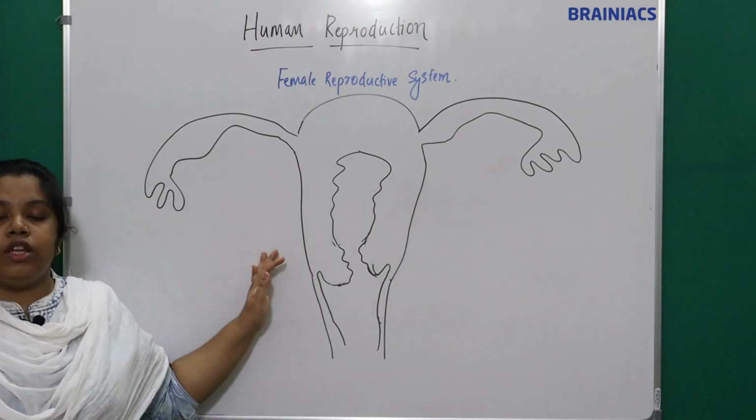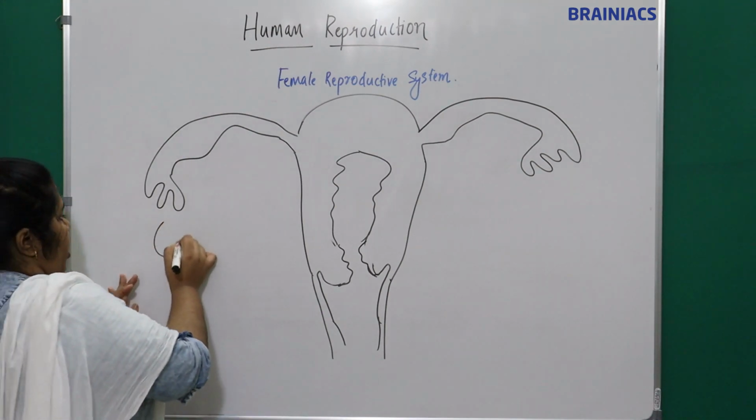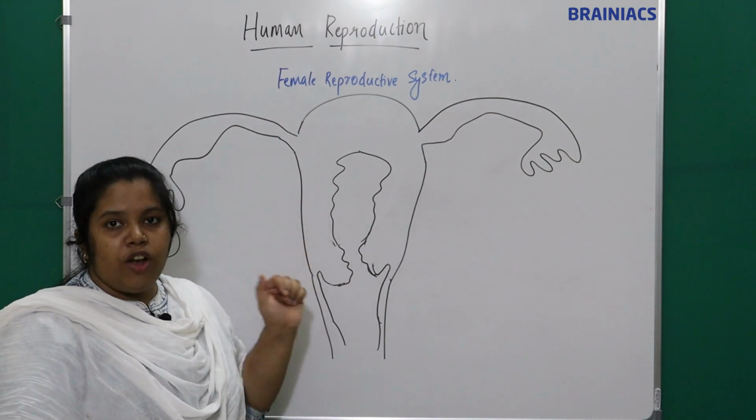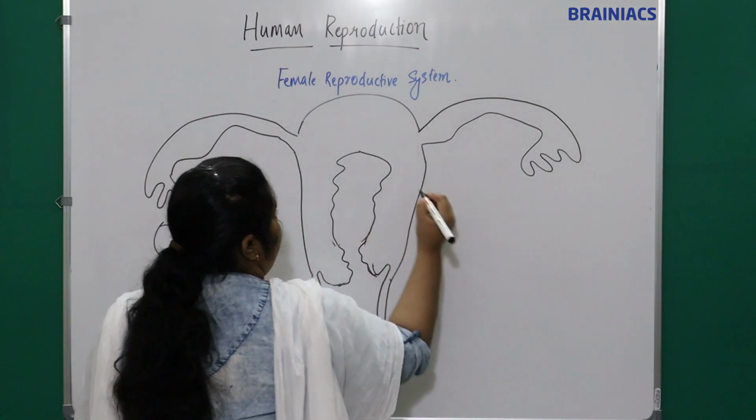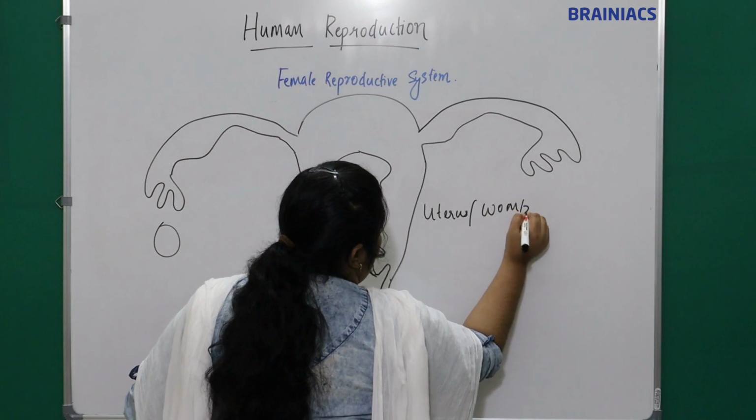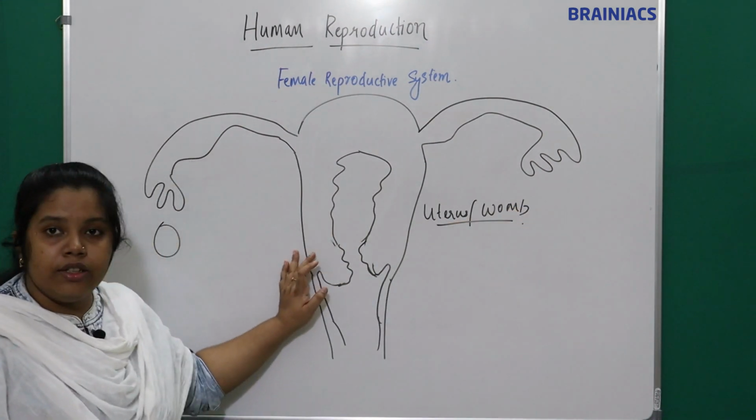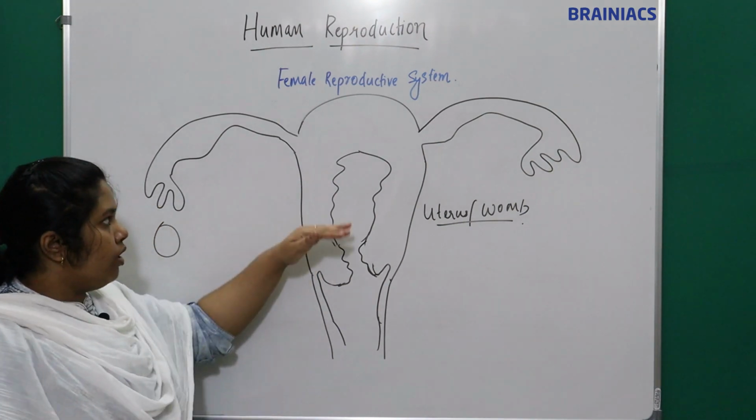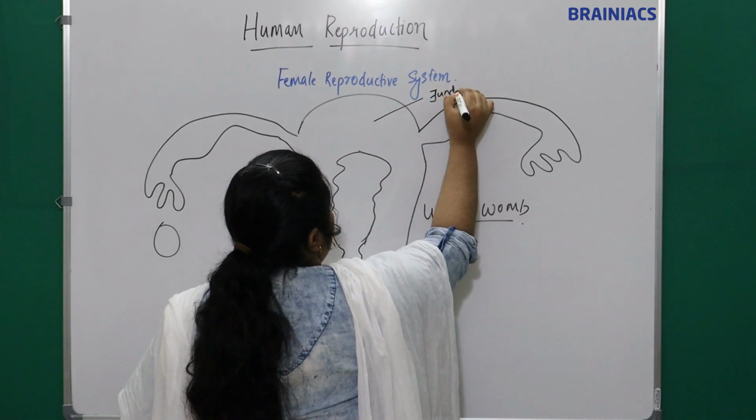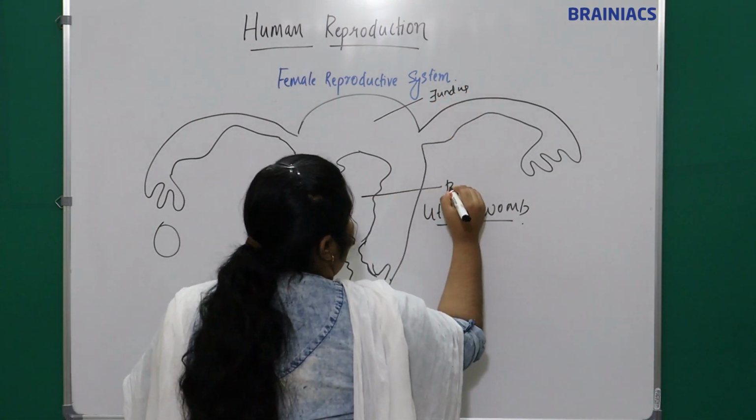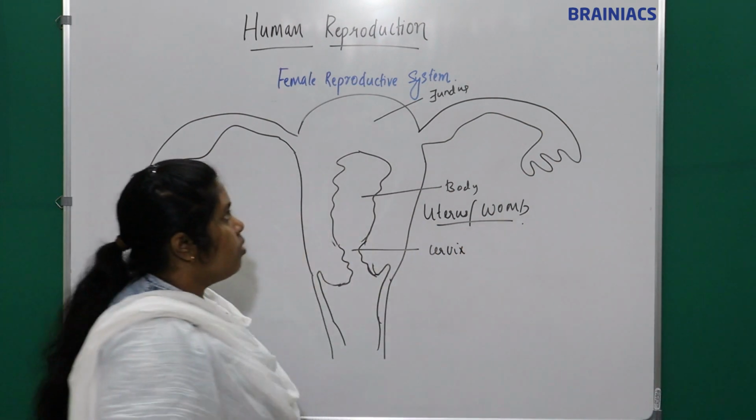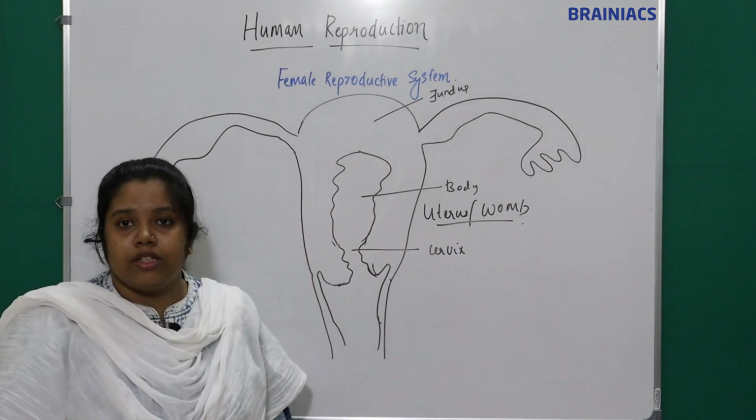Now we will discuss the uterus. This is the ovary, this is the fallopian tube, and this is the uterus, also called the womb of the mother. The upper part of the uterus is called the fundus, the middle part is the body, and the lower part is called the cervix.